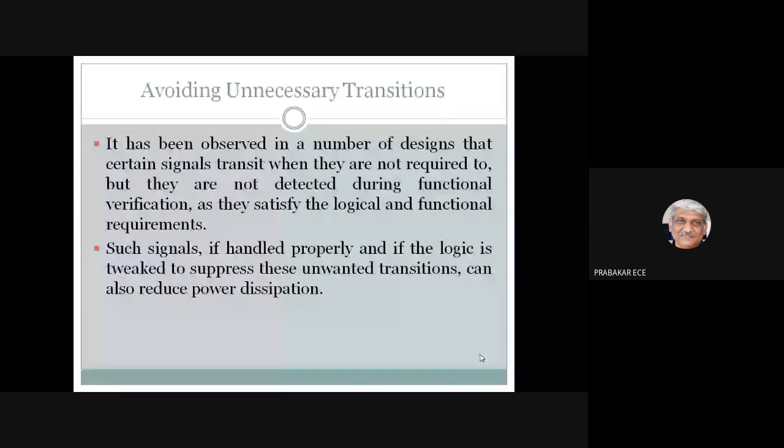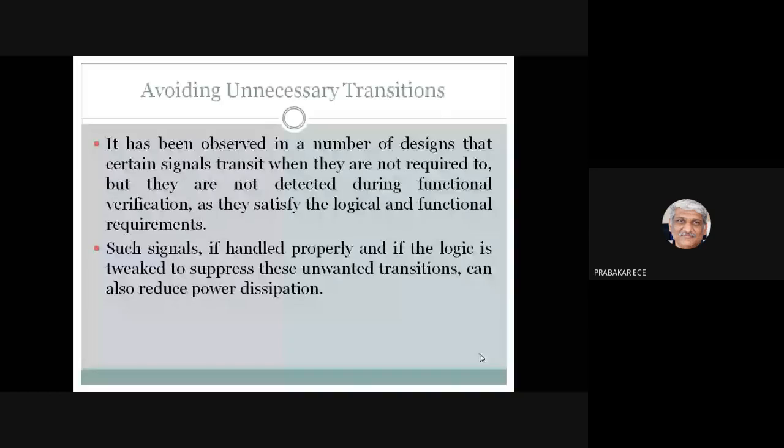So normally that is the main problem with level triggered devices. All the glitches will also pass through the levels. But if you are using a register, during the positive edge or negative edge, whatever value is available, only that will be allowed to pass through. So you can avoid the unnecessary transitions by using this. And this is one simple example here.